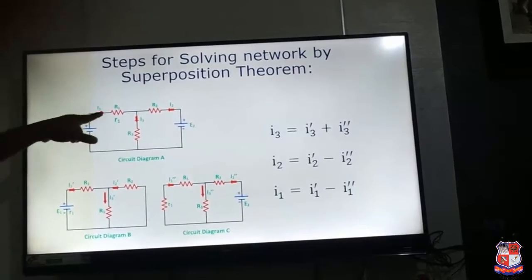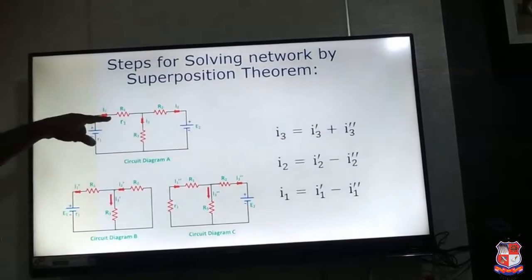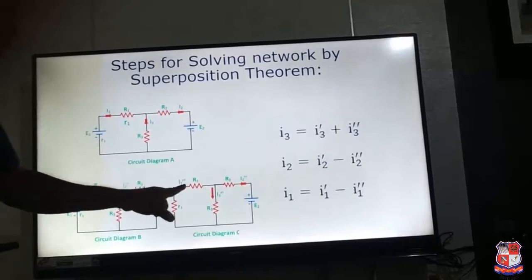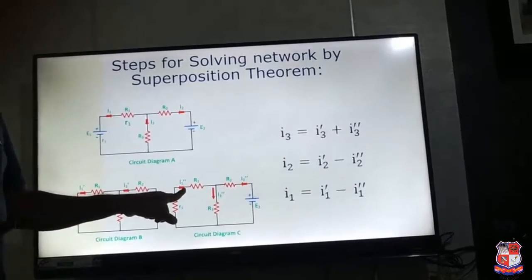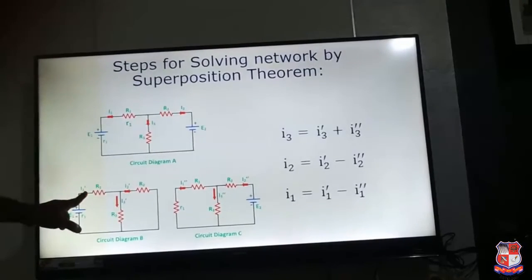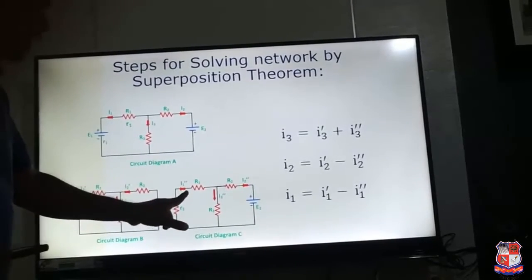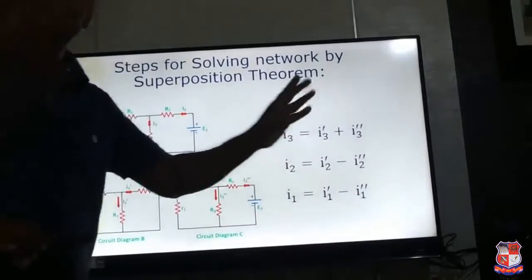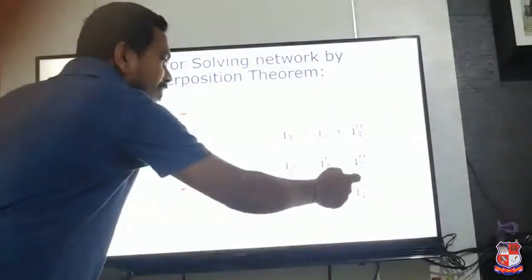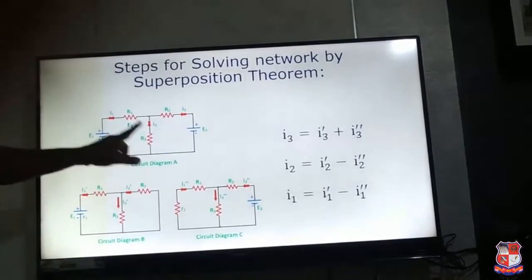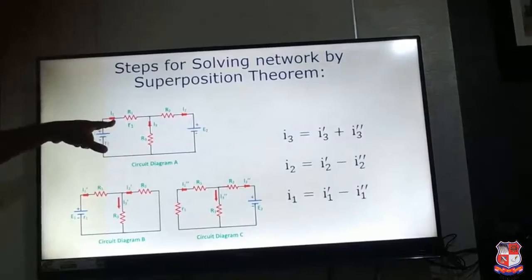So here the direction of I1 is like this. I1 dash is in the same direction, but I1 double dash is in the opposite direction. So I1 is equal to I1 dash minus I1 double dash. Why are we taking minus I1 double dash here? Because the I1 double dash current is flowing in the opposite direction of the I1 current.